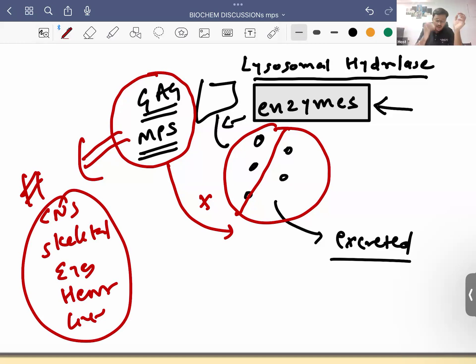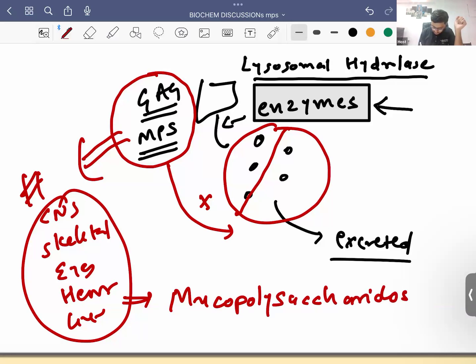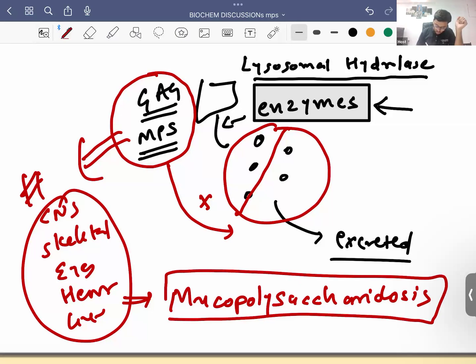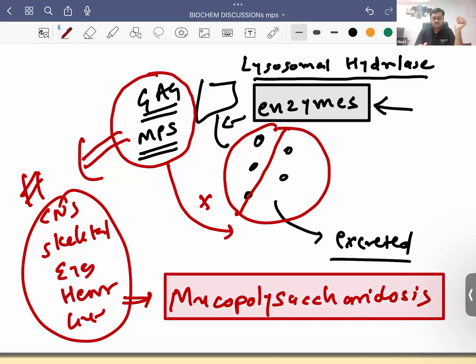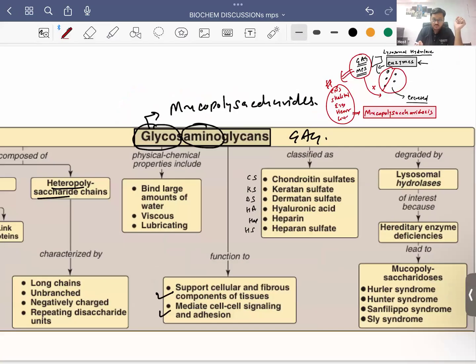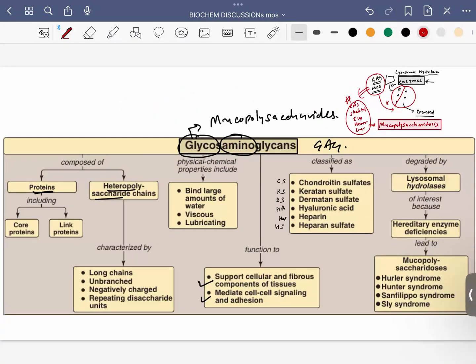These disorders or syndromes are known as, anyone, what are they called? They are known as mucopolysaccharidosis. Got it, everyone? Students? Yes, sir. After this we are going to discuss mucopolysaccharidosis, which are pathological conditions or diseases associated with accumulation of mucopolysaccharides due to defective lysosomal hydrolase enzymes. Is it clear, everyone? Shall we move on to the classification? Yes, sir.